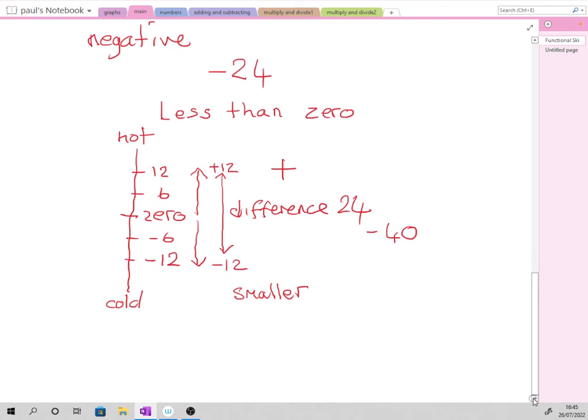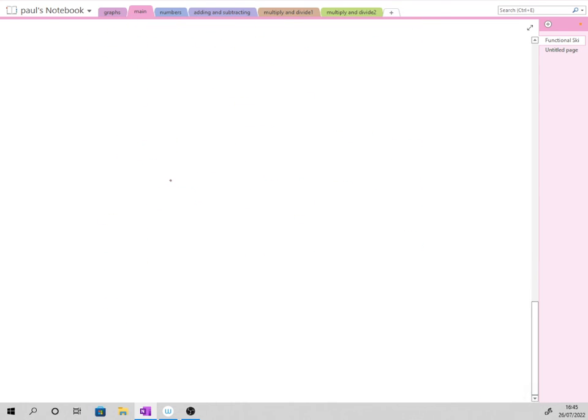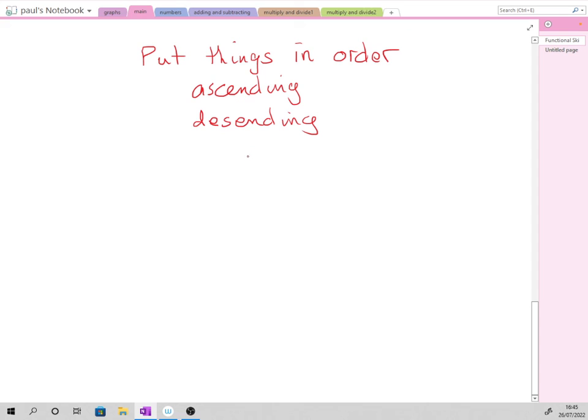You may well get, and it will get much more complicated than this in level 2, you may have to put things, by things I just mean numbers, in order. And we've either got ascending or descending, from smallest to largest and largest to smallest.